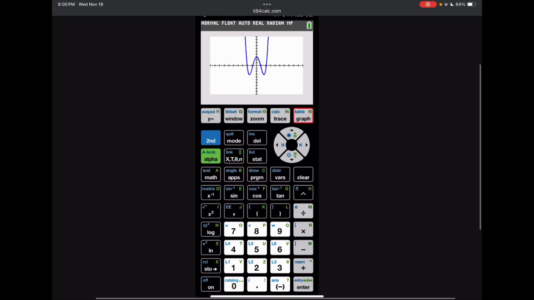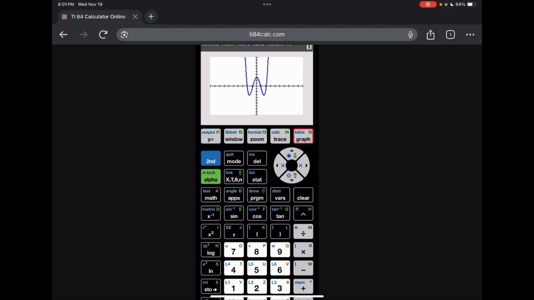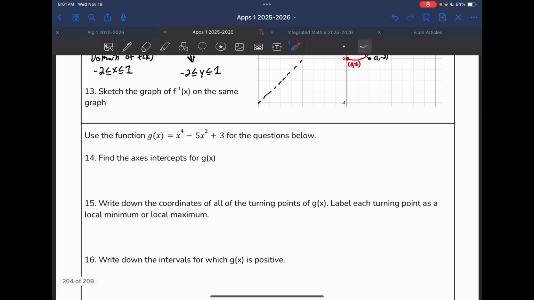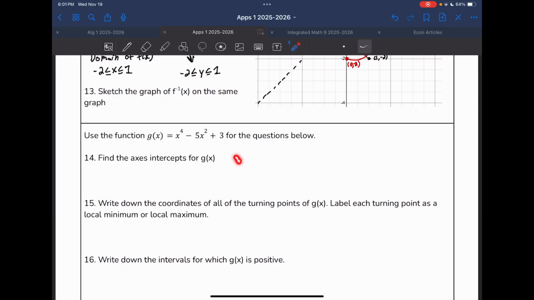Okay. See, it's kind of like a W. And when it's asking for the axes intercepts, that wants both the x and the y-intercept. I'm going to start with the y-intercept because it is easiest. The y-intercept is going to happen when x is 0. So it's going to be g of 0, which means 0 to the fourth minus 5 times 0 squared plus 3. These two terms are going to disappear. So my y-intercept is just 0, 3.